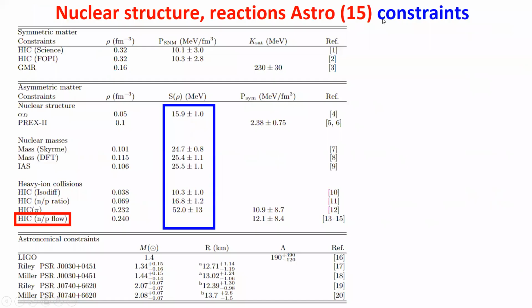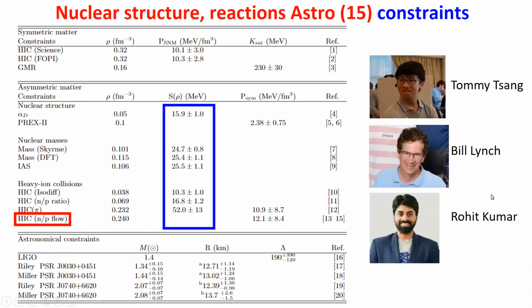So I show you not all the constraints, but enough in each category that I want to just list them all. These are all the constraints that we will be using to do the equation of state extraction. I want to say that this work is mainly done by Tommy, in collaboration. It is part of his thesis work, and also Rohit Kumar, a postdoc in the lab, and also Bill.